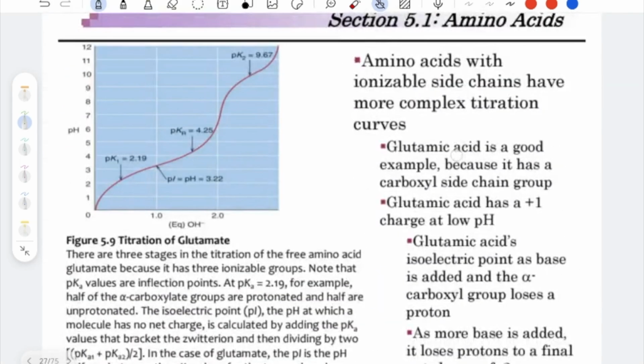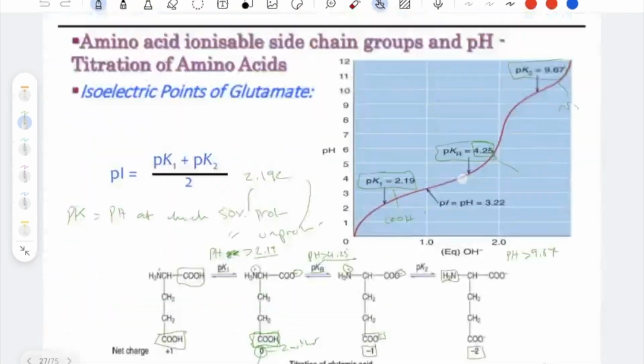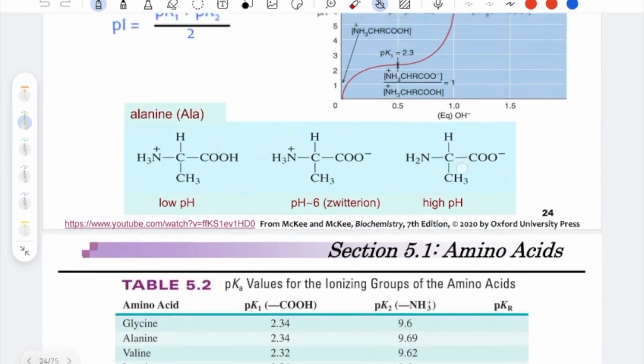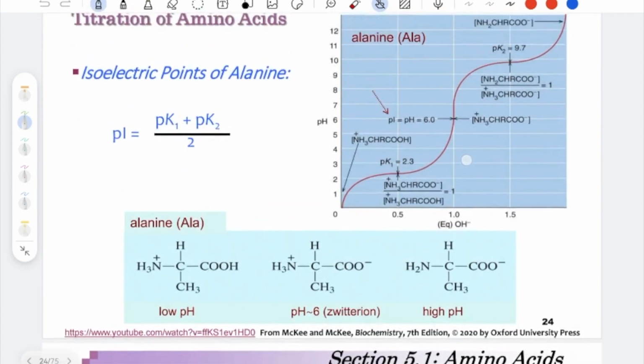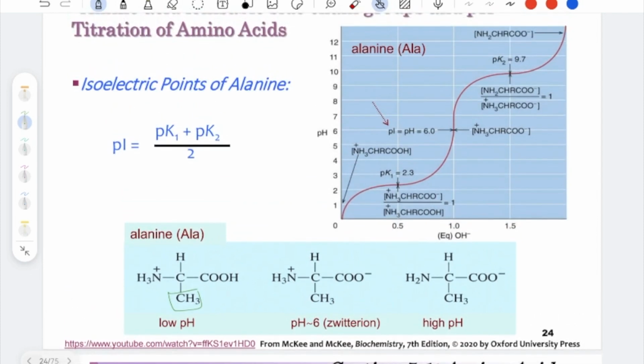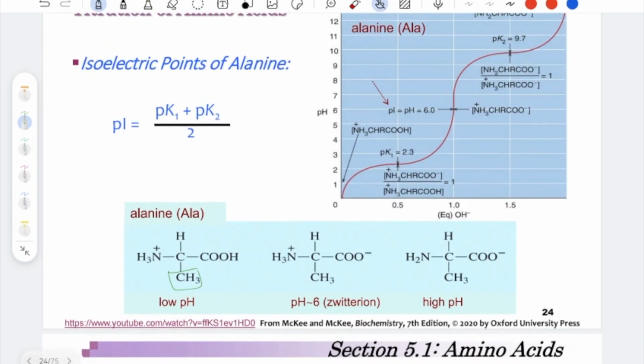Okay, now let's see if there's a basic example. Just give me a second. Okay, it's not a basic example, it's a non-polar example. As you can see here, it's just the average between these two, because we don't have an R group that could have a charge. So we just basically take the average of the pK of the amine group and the acid group, and that's it.